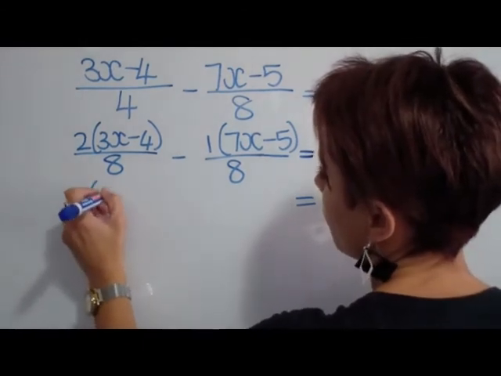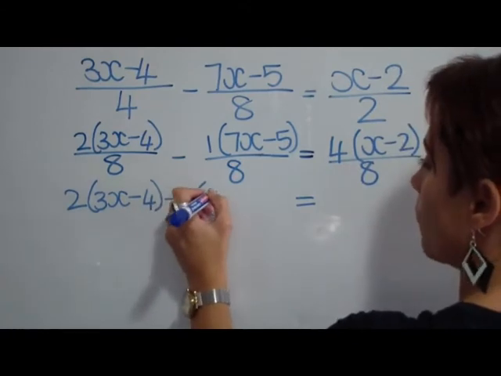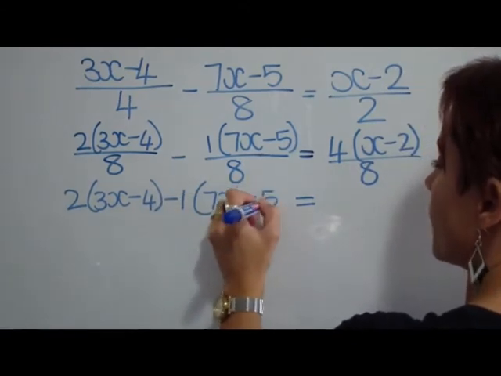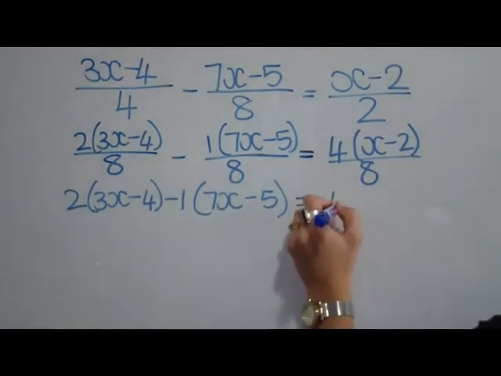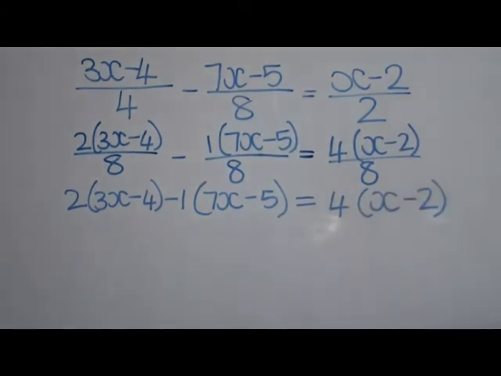And here I have a 2 times a 3x minus 4. Minus 1 multiplied by 7x minus 5, bracket close. And here I have a 4 times x minus 2. I mean, look how awesome that is. Okay, now we get to the timesing part.